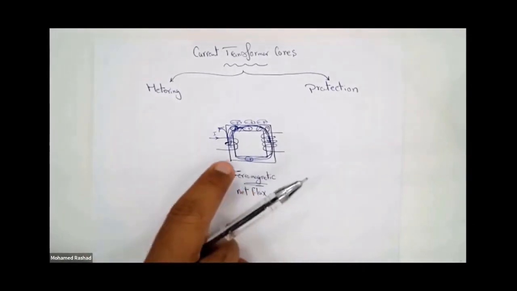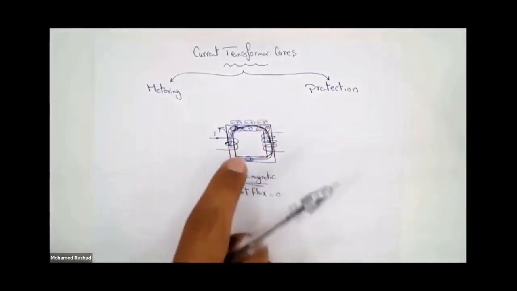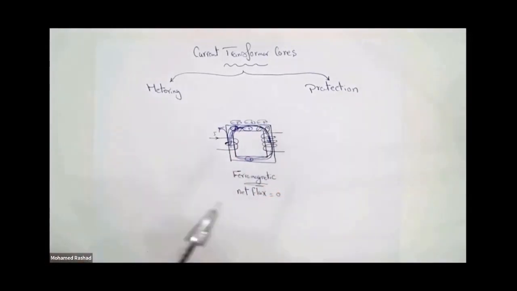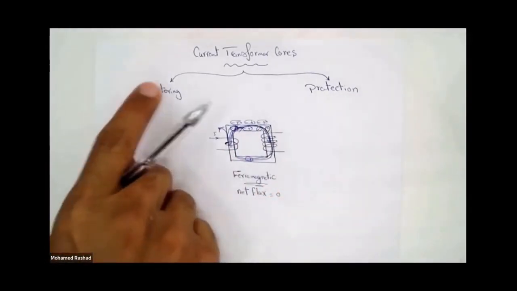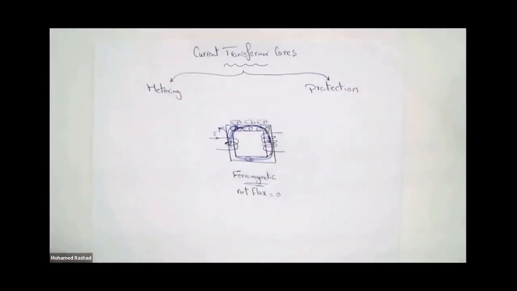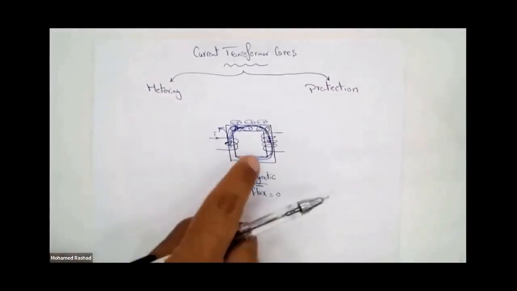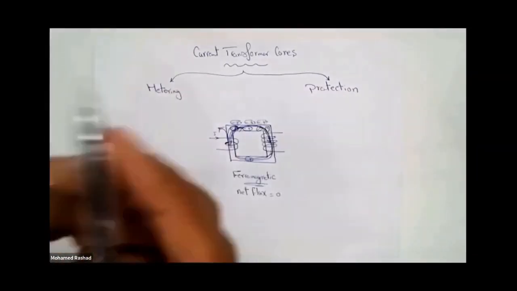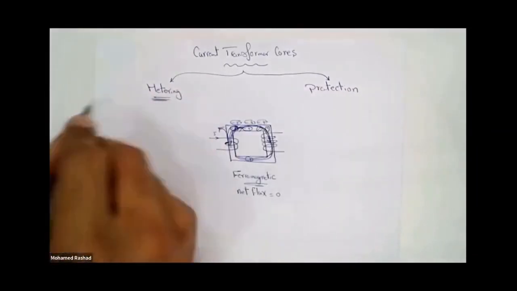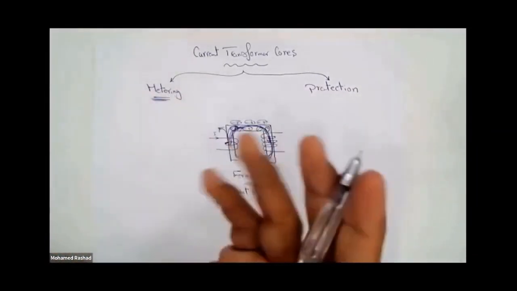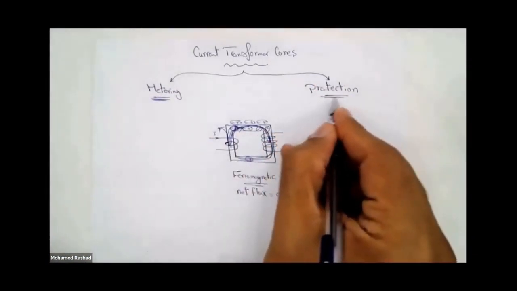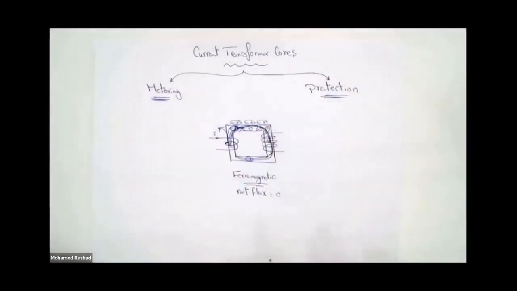Here, I will play with the type of material so that it is suitable for the metering core or the protection core. Before I start manufacturing the material, I want to create something suitable for metering or protection. I ask myself, what do you want in metering? I want stability, okay? And in protection, what do you want? Also, I want stability.